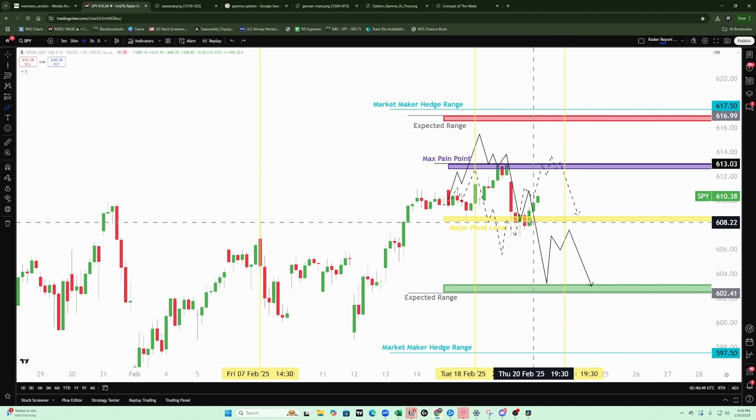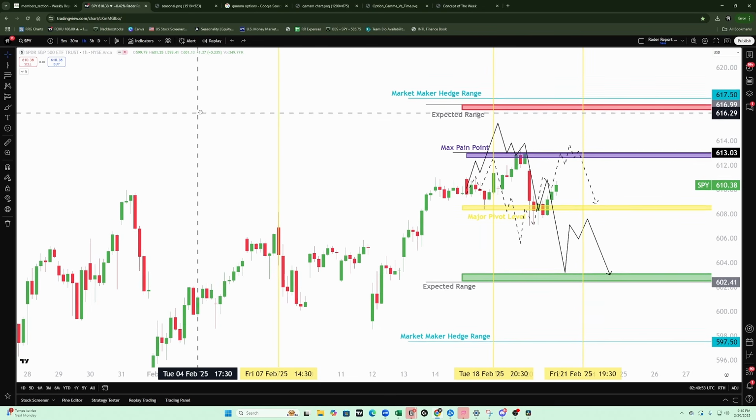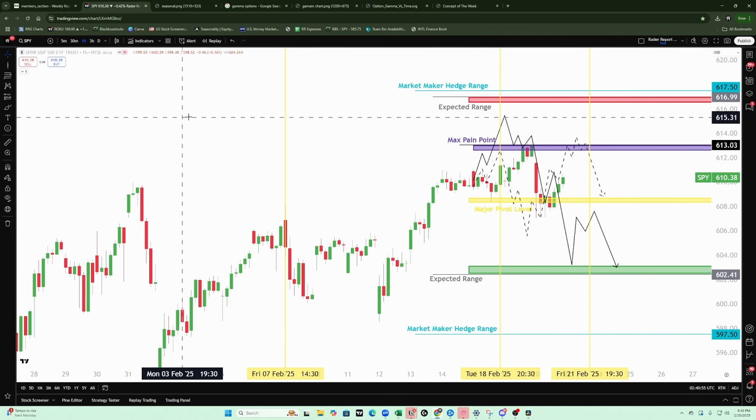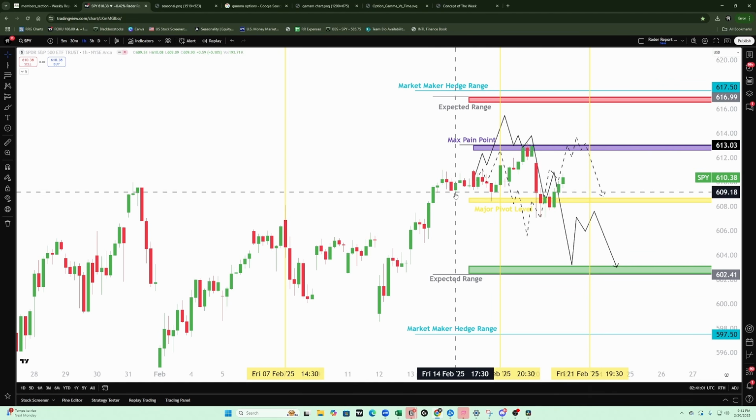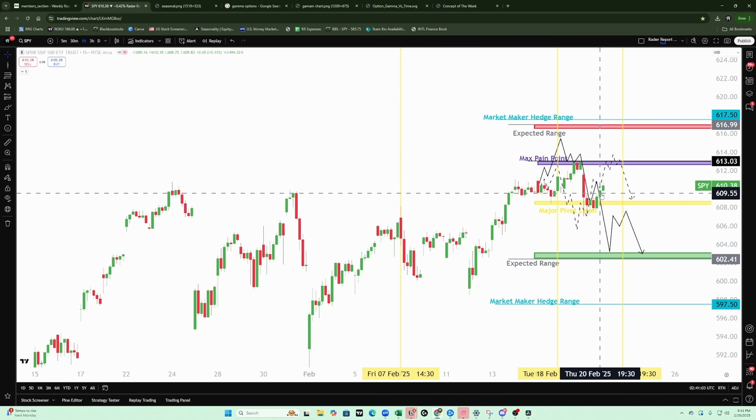But this is how you can utilize this, using OPEX cycles to help better time your trading and your thesis. And this happens all the time. I've backtested this again in a previous video. You can go back and see a bunch of those examples and how we utilized that. But this was a current trade.